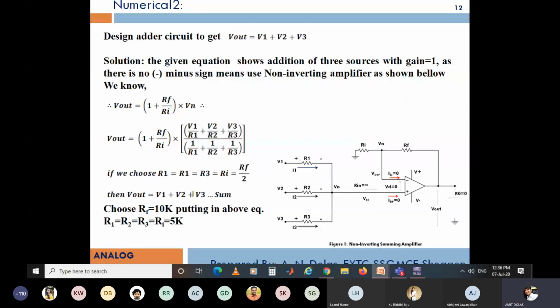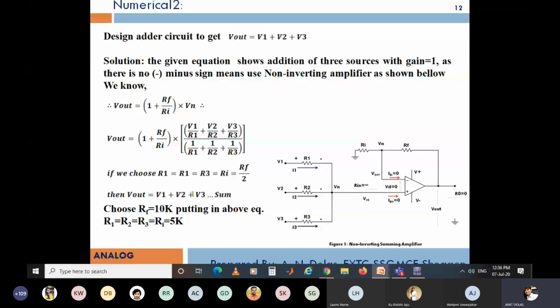So we'll solve one numerical here. I hope you have pen and page with you, notebook and pen, and the calculators. Mostly the answers are given on the PPT itself, but you may practice it. So the numerical is: design an adder circuit to get Vout is equal to V1 plus V2 plus V3. Whatever we did on the previous PPT, it is the same.